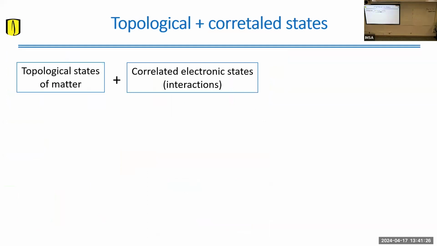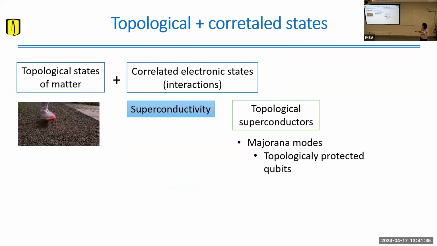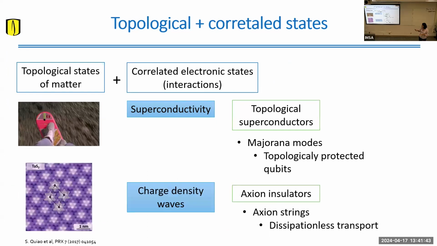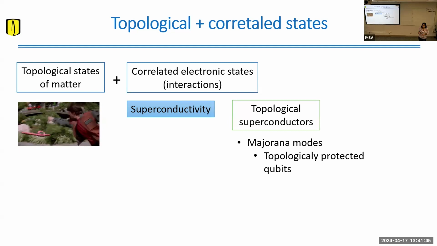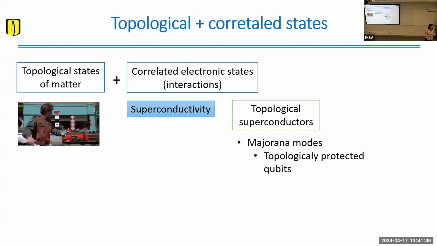All right, so topology and correlated states. We mainly know, and have talked about, some of the systems that show superconductivity and topological states, which give rise to interesting states of matter like Majorana modes. And this is my favorite example of the Meissner effect, back then when they had room temperature superconductors in the movies.